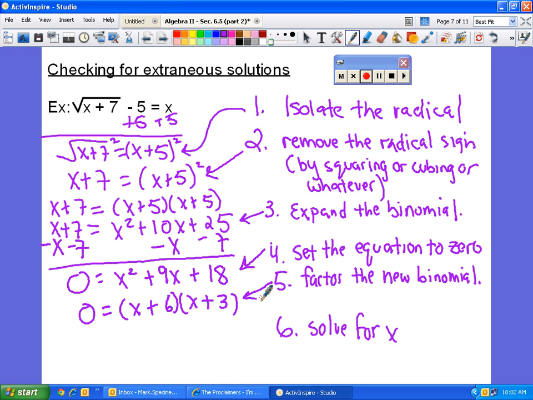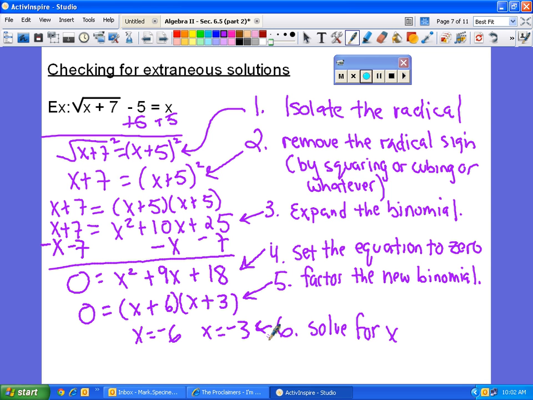is to solve these for x. In other words, what value is going to make each of those parentheses equal to 0? So if my factor is positive 6, my solution is negative 6. So one of my answers is that x equals negative 6. The second one of my answers is that x equals negative 3.